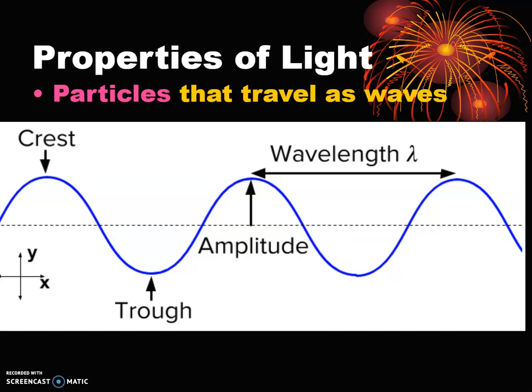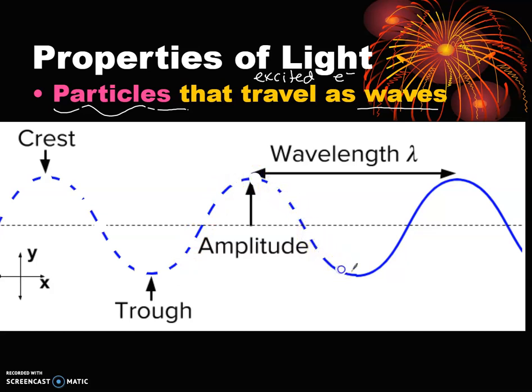Okay, light is excited electrons, and they are particles, because they're electrons, that travel in waves. So really what we see here is not this whole line, but you actually see this dotted line approach. Okay, so this dotted line is going to represent these particles moving in a wave-like behavior.